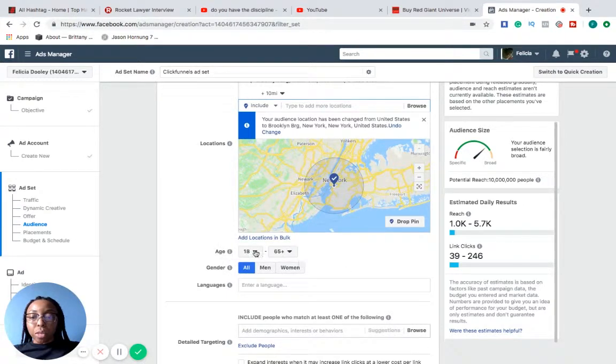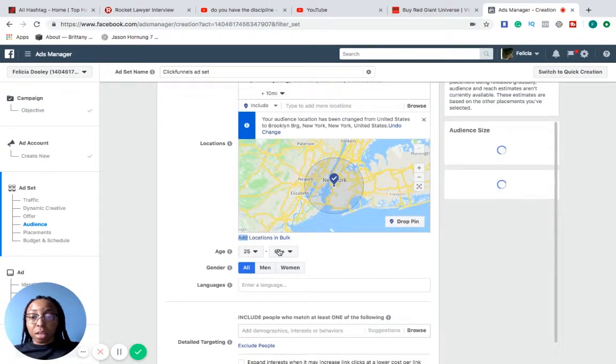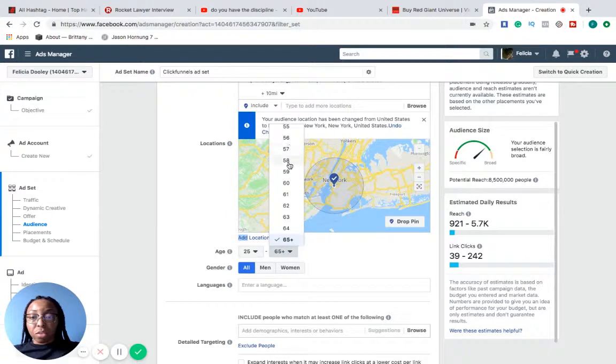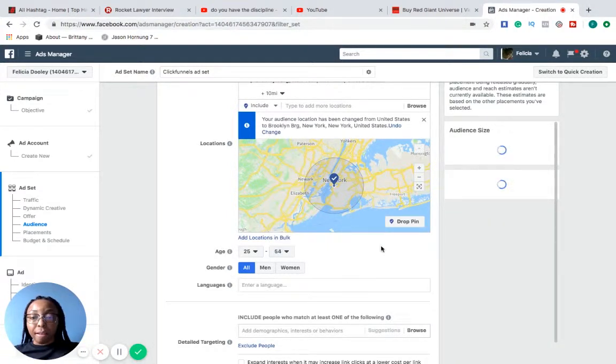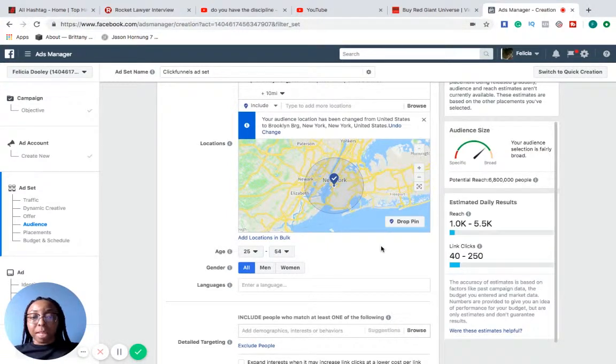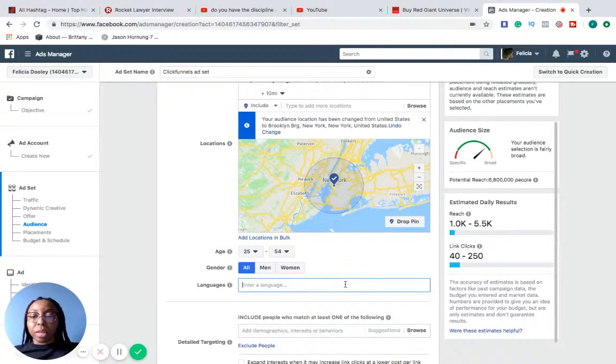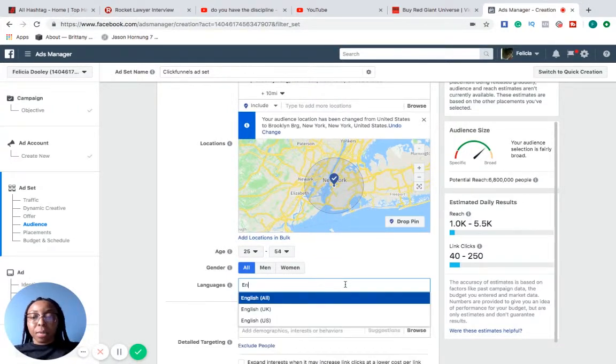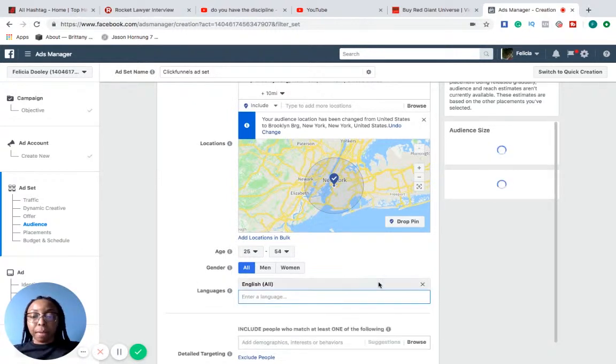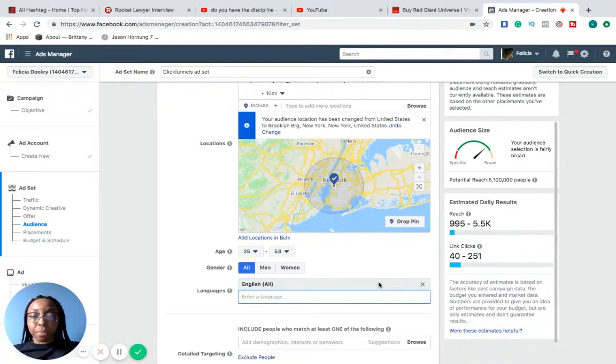So I told you in the audience insights, we want to start at the age of 25. Start at age 25 to age 54, you said. And every time you adjust something, it actually knocks it down. This is still really, really big. You don't have to really do any type of language, but when I used to do it, because it really doesn't matter, because Facebook predominantly is in the United States as far as the language spoken. So English all. And every time you do something different, it actually will knock down the size here.